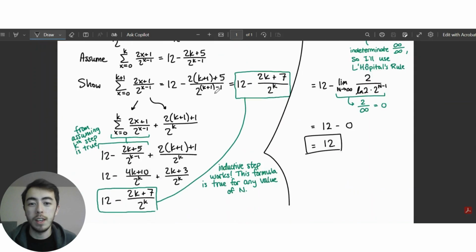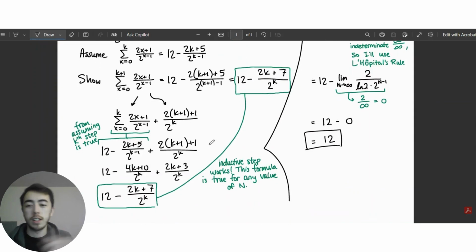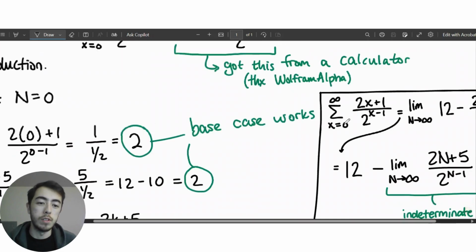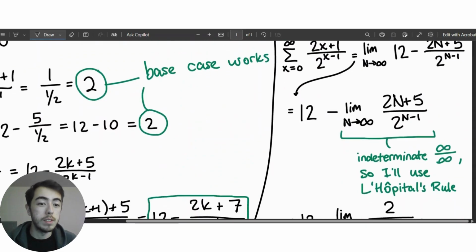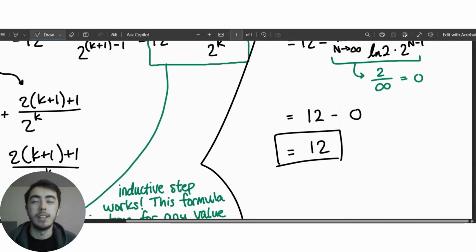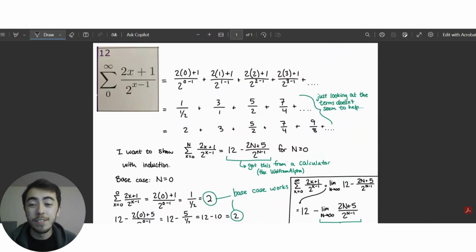So I had a base case, then I proved that inductive step where I can always find the next step is true. And then finally, after confirming this formula and using some limits and L'Hopital's rule, I was able to say confidently that the sum, this infinite series, does end up at 12.